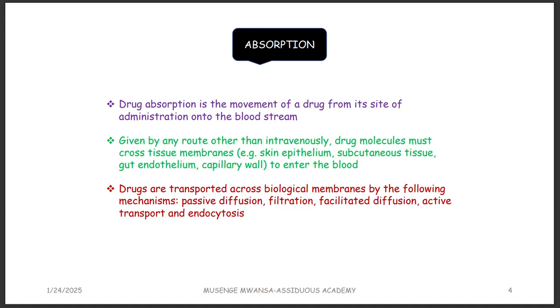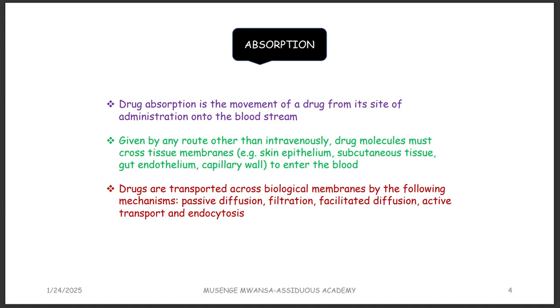So given by any route other than IV, drug molecules must cross tissue membranes. IV is the intravenous route where you are injecting the drug directly into the veins. So given by any other route other than direct injection into the vein, for example, if someone has asthma, drugs that are given to asthmatic patients, you want them to be restricted to the respiratory system. Or let's say those topical drugs like creams, you are going to apply it on the skin and then it will be penetrating the skin to enter the blood.